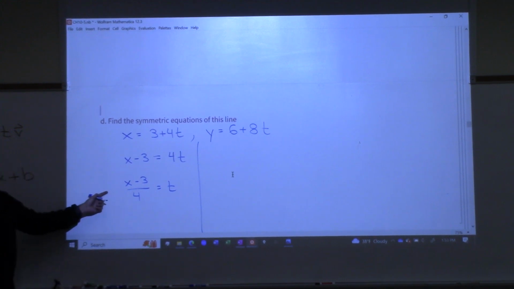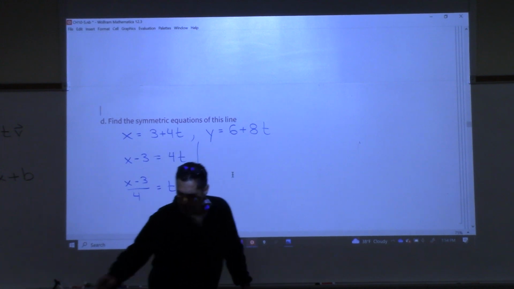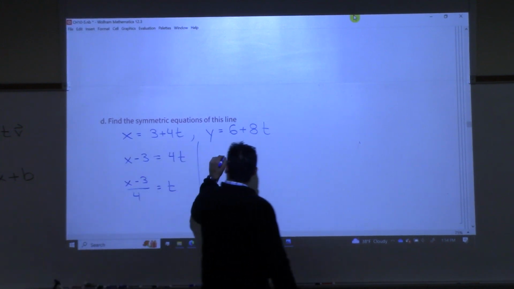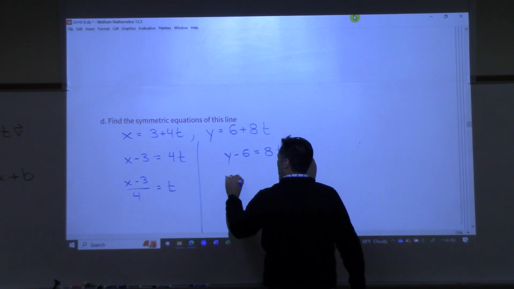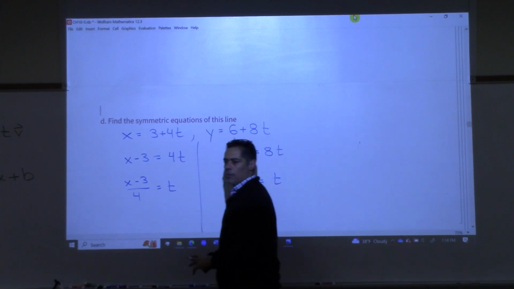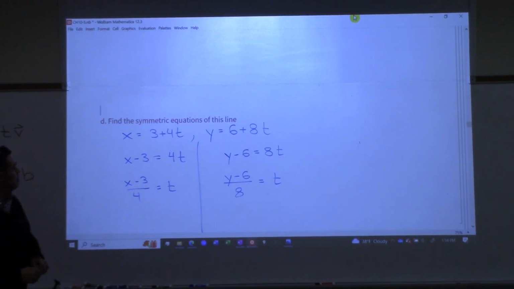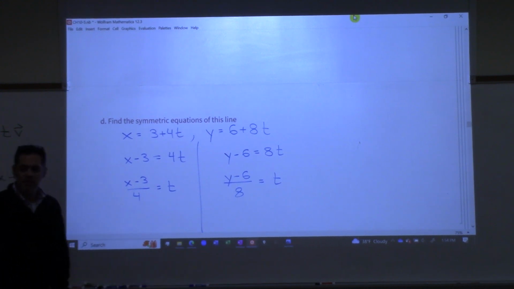Questions on that? Do the same thing for the other equation. So take your 6, subtract 6 on both sides, and then divide through by 8. Yes? Well, obviously in this case it's equal. Well, there should be equal because they're both the same thing, but what happens if they're not equal in this case? What do you mean they're both? The t's, because since they're both the same variable, they both have the same value.